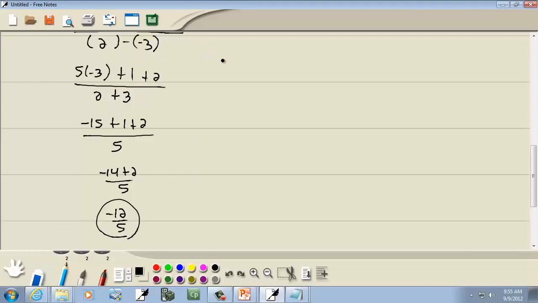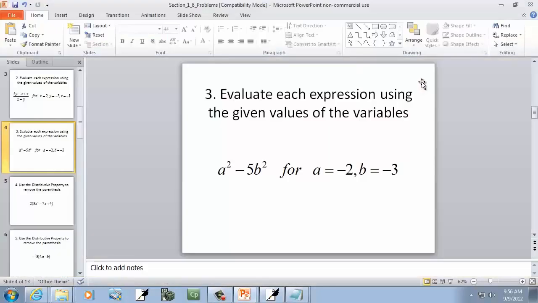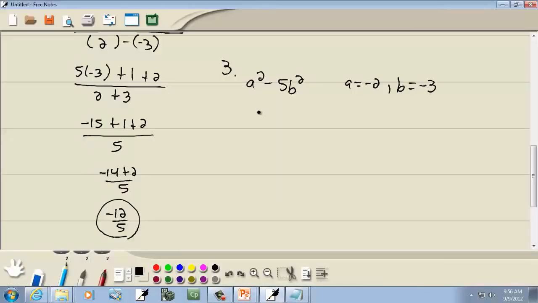Do it up over here. We've got a squared minus 5b squared, and a is negative 2 and b is negative 3. Okay, first step, go through and replace our variables with parentheses. Everything else remains as is.